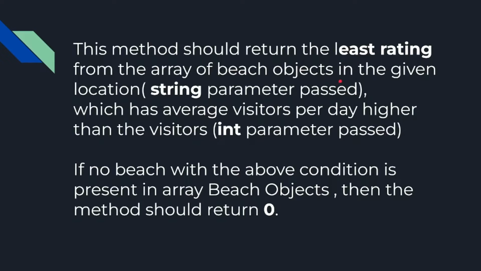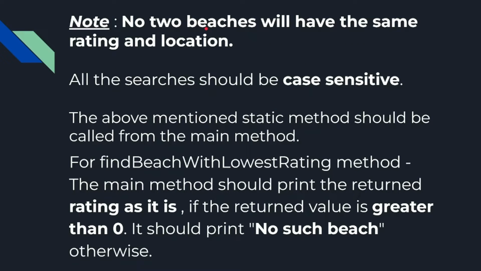And they are specifying two conditions: the object should have the same location that is given as the second parameter, and it should have an average visitors per day count greater than the visitor count which the method is getting as the third parameter. If no beach with the above conditions is present in the Beach objects array, then the method should return 0. They have given us a note that no two beaches will have the same rating and location, and the searches should be case sensitive.